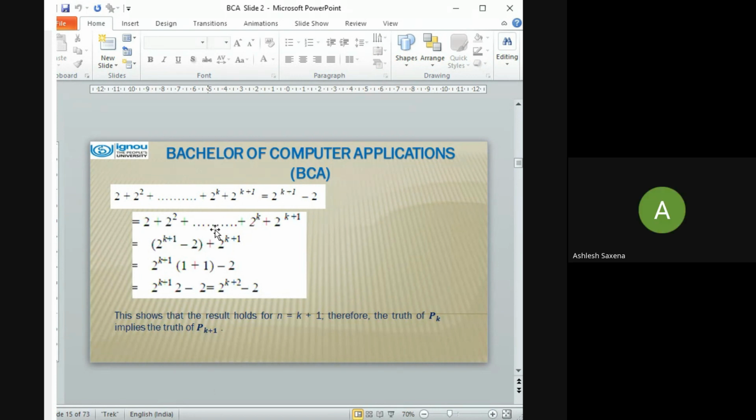So what we have is the value of this part. This part will be replaced by this one. And this part will come over here as it is. Now we will be simplifying these. So what are we going to get? We will get 2 times of 2 raised to the power k plus 1 minus 2. Take 2 common.